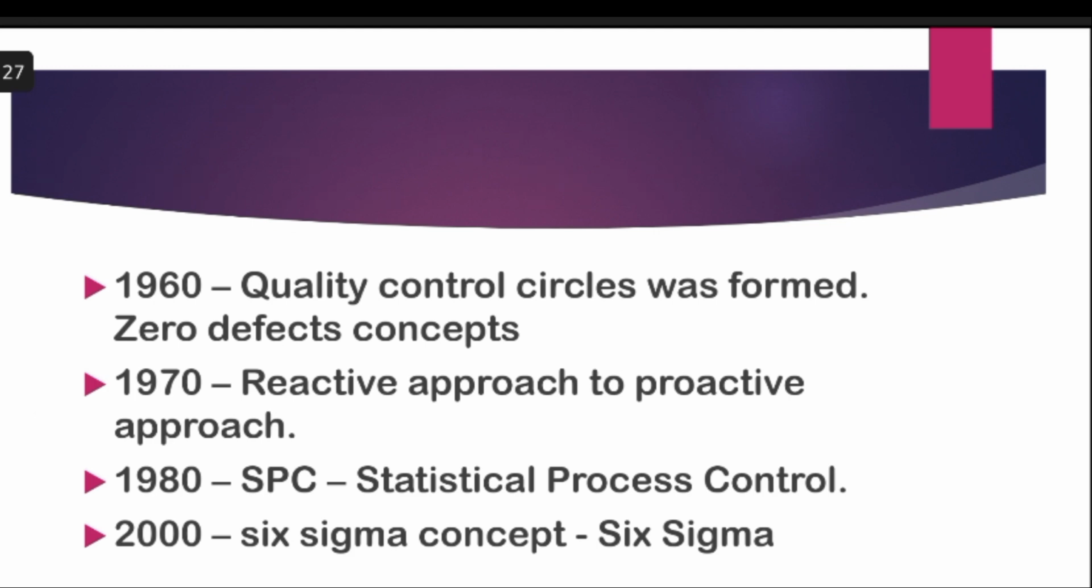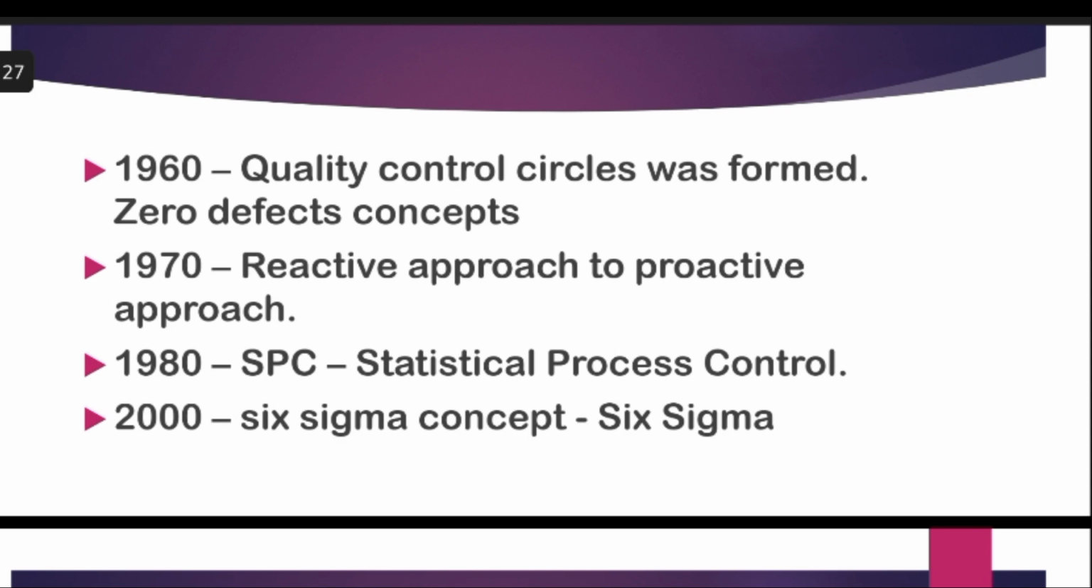And in 1960, quality control circles were formed, whose main objective is the zero defect concept. In 1970, they developed a shift from a reactive approach to a proactive approach. In 2000, finally, the Six Sigma concept was developed.